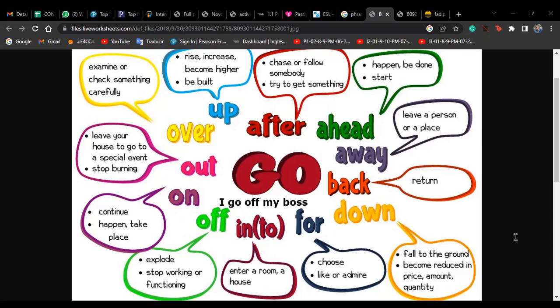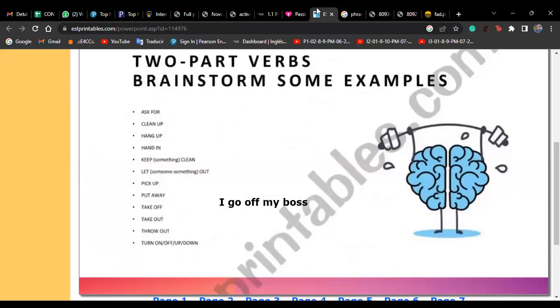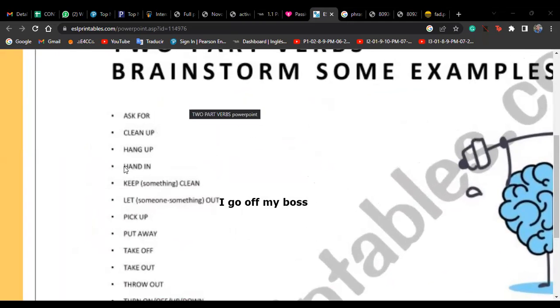Appreciate. Now, this is about, guys, two-part verbs. And over here, we have another picture with more verbs. For example, let me make the screen big so you can see the letters and the verbs. Just give me one second, please. Let me clean my screen.